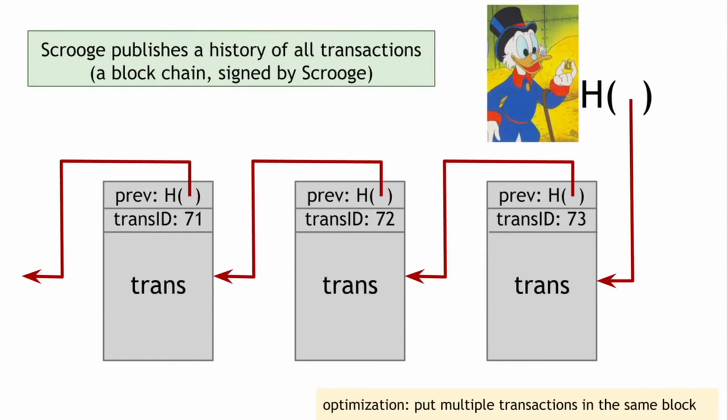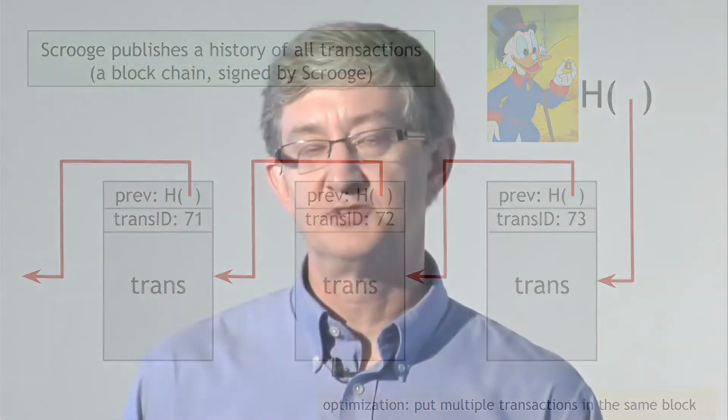Now I said here that we put one transaction in each block. We do that for simplicity of explanation, but in practice, as an optimization, we'd really put multiple transactions into the same block, as Bitcoin does. So you can bear in mind as I talk about Scrooge Coin that that's the way we'd really do it in practice. So Scrooge publishes this history.